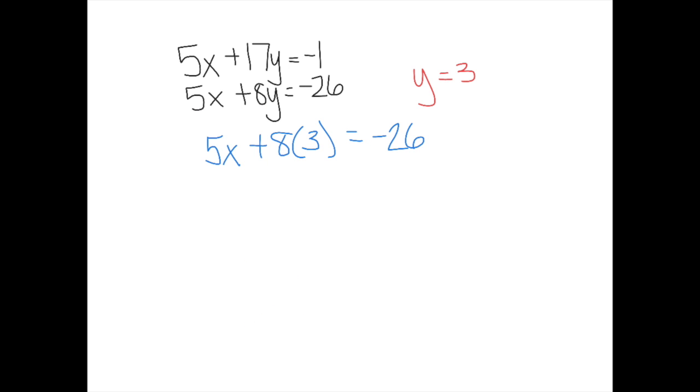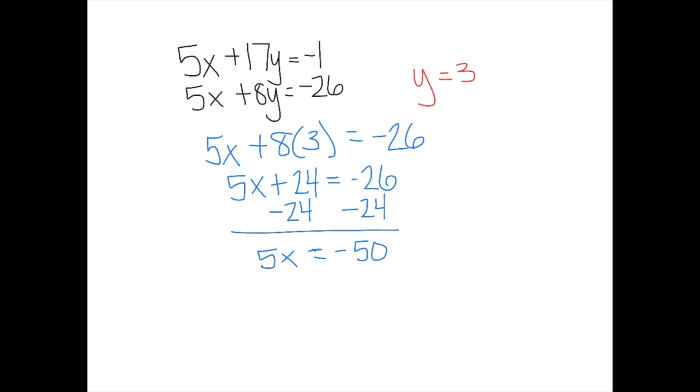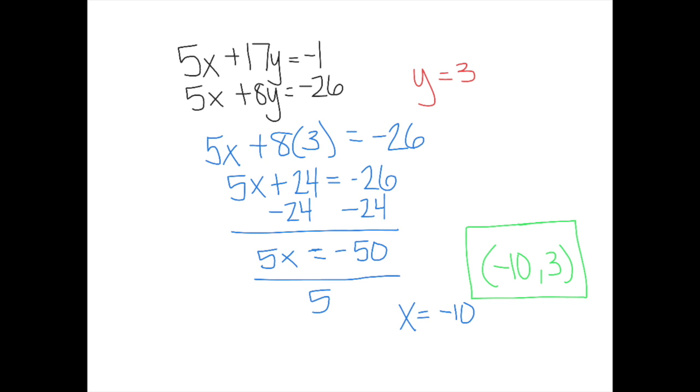Now that I know what y is, I need to go back and figure out what x is to figure out my coordinate pair. I can choose either equation to plug y into. I chose the bottom one just because where I plugged in the y, it would give me smaller numbers. So you plug in 3 for y, simplify your equation, and solve for x. Once I solved for x, I know that my coordinate pair that satisfies both equations is -10, 3.